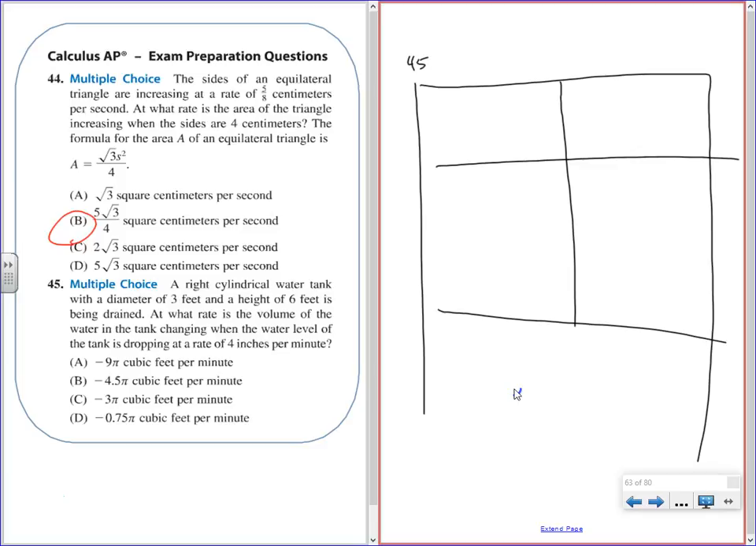A right cylindrical water tank. Wait, what's a cylinder? Like a can. Like a soda can. Yeah, but like straight. So start showing it. That's a cylinder, but make it straight.